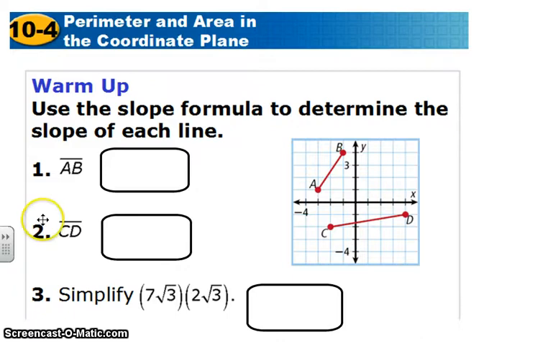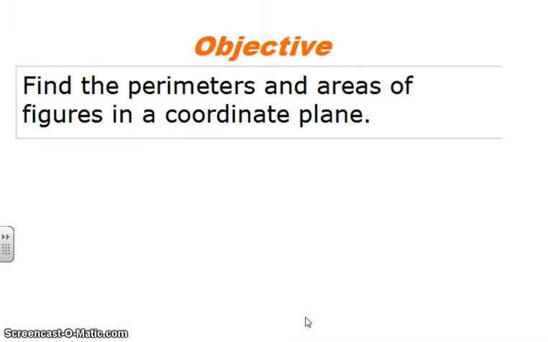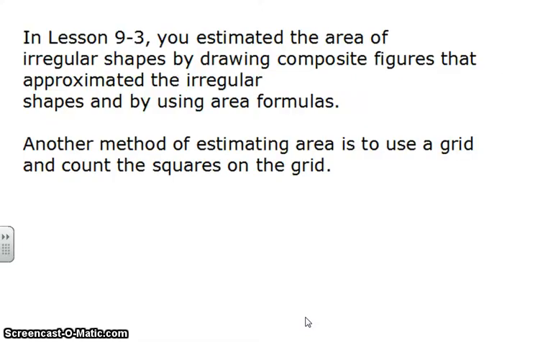And the slope of AB, 3/2. CD, 1/6. And simplifying this, we have 42, 14 times 3. Very good. So today we're going to find the perimeters and areas of figures in the coordinate plane.